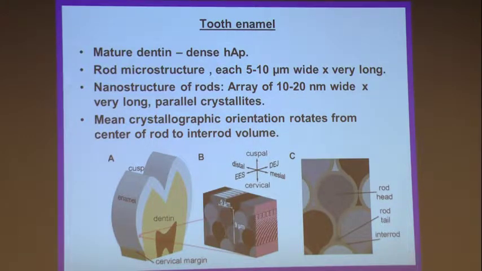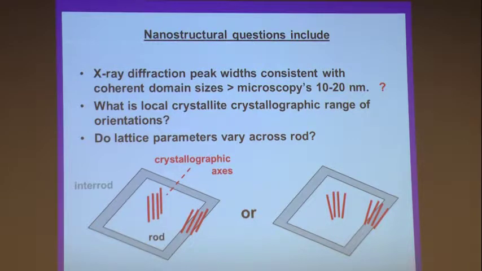The mean crystallographic orientation rotates from the center of the rod to the edge of the rod. So we'll have one orientation here, we move across there, and we'll rotate. Similarly, the crystallites, when observed with microscopy, are less ordered here, more ordered here. What we want to understand is the actual details of the crystallographic population. Diffraction peak widths are consistent with coherent domain sizes that are greater than microscopy's 10 to 20 nanometers. Not sure why we have this difference, but that's something we want to examine.